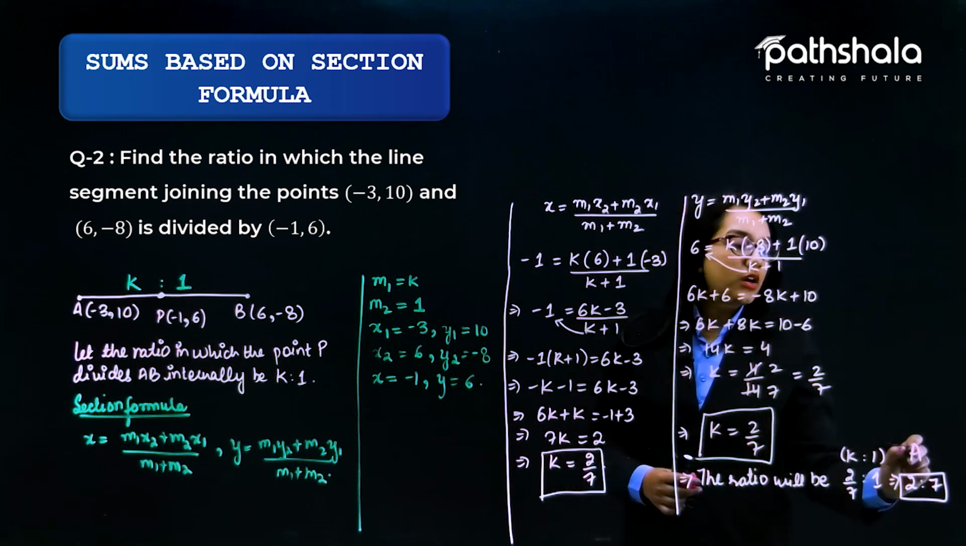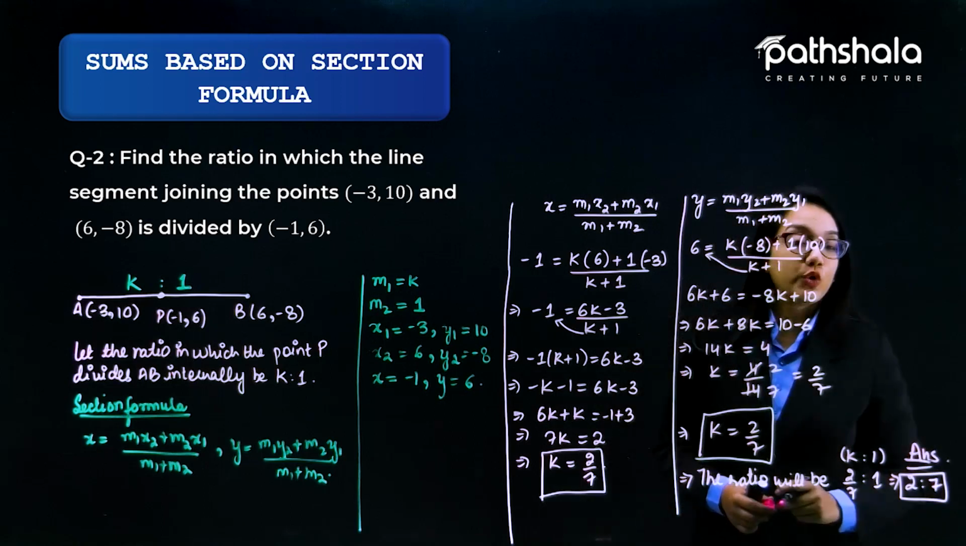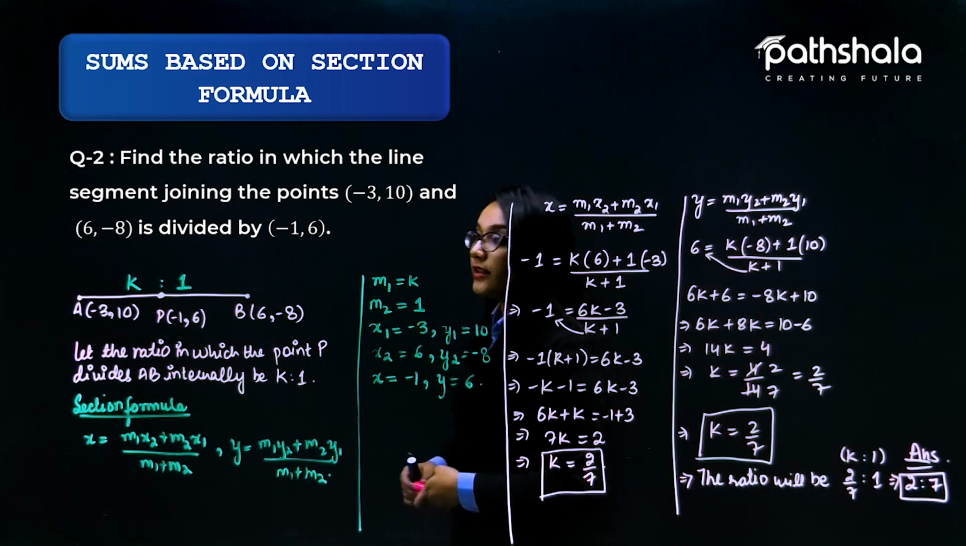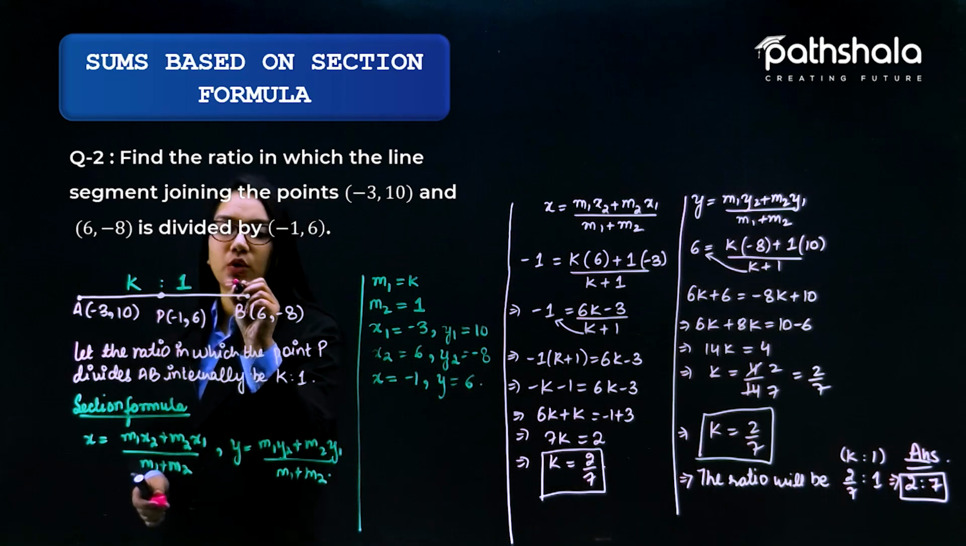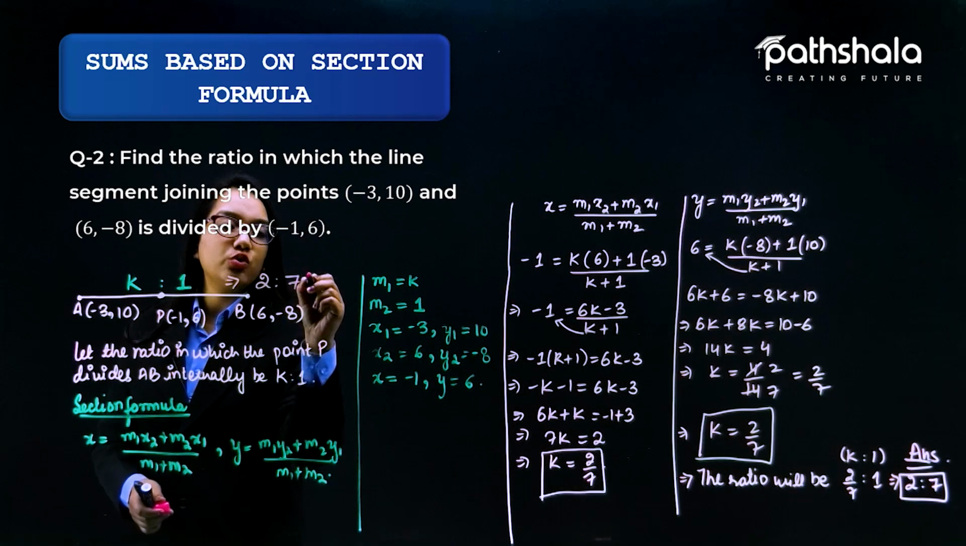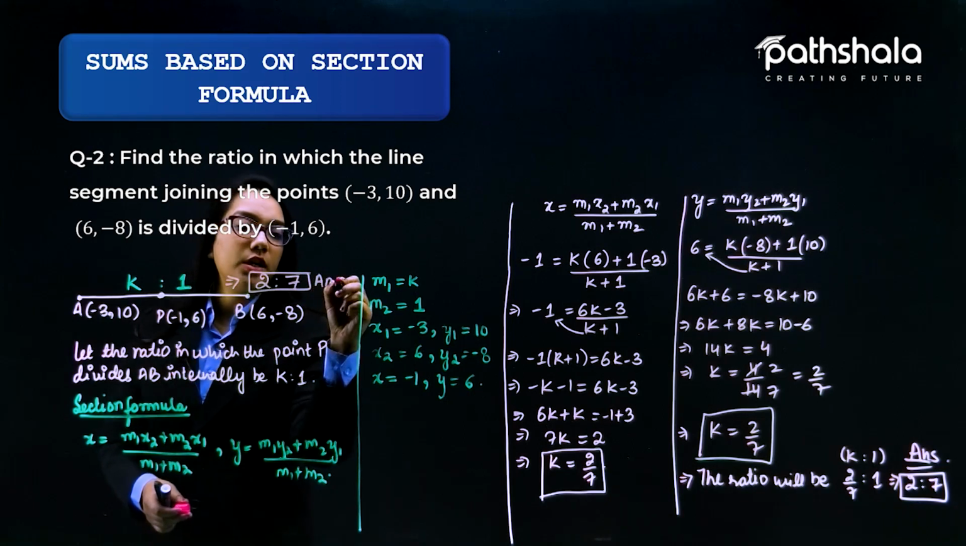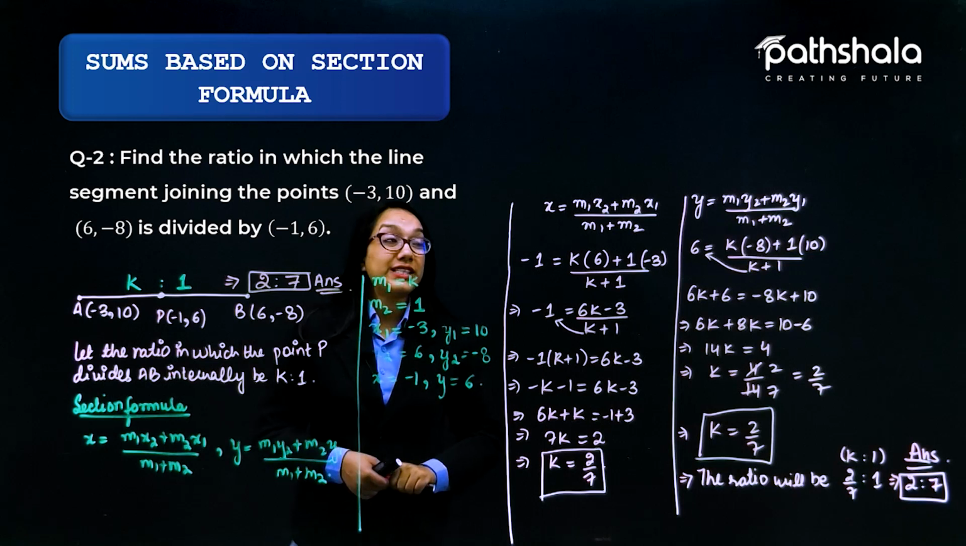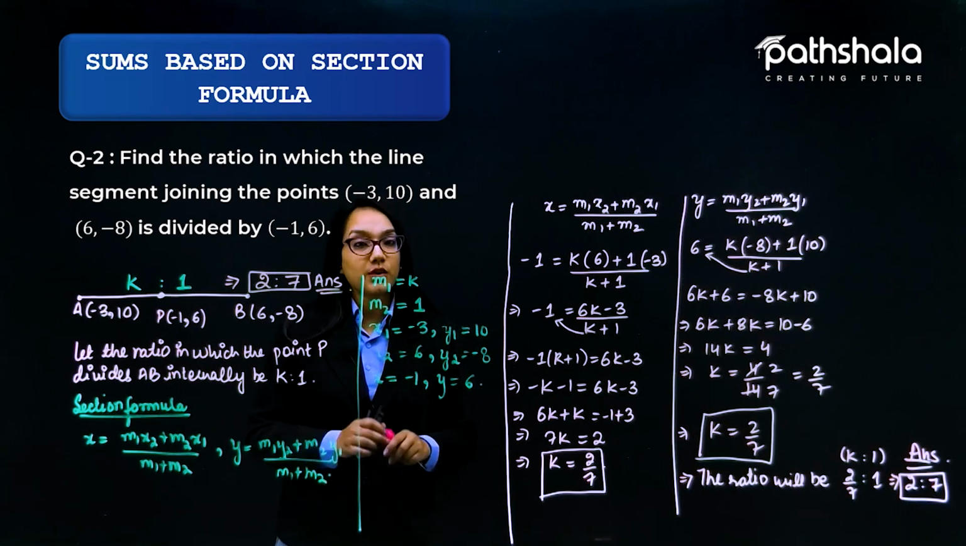So the solution for such a question in which we have to look for the ratio is of the form 2 is to 7. This is the answer for this particular question. I hope all the steps related to such a question are clear to you.